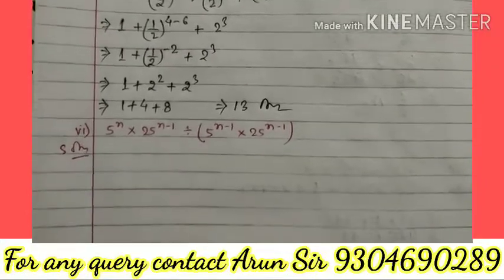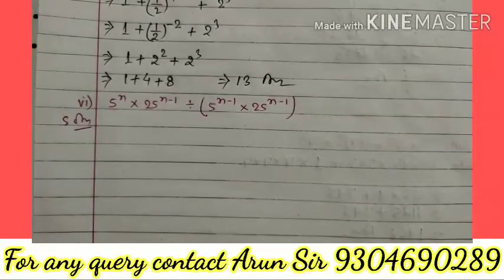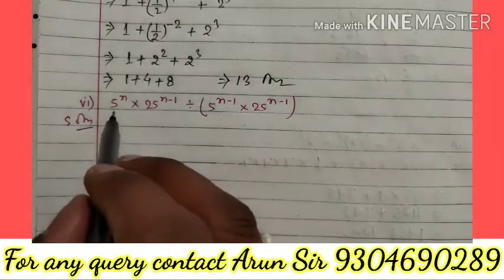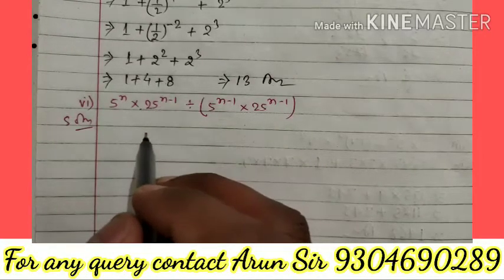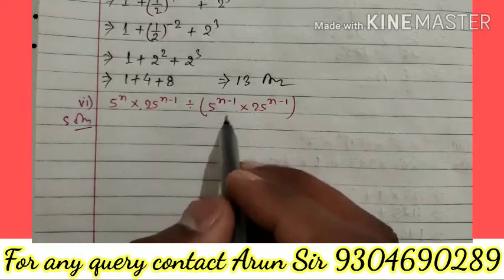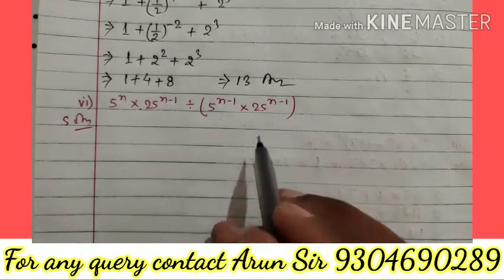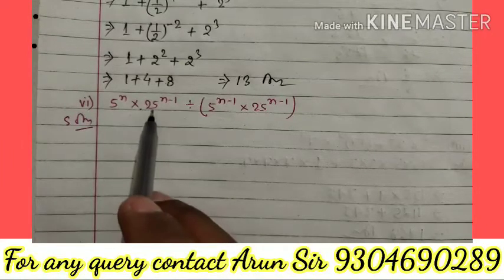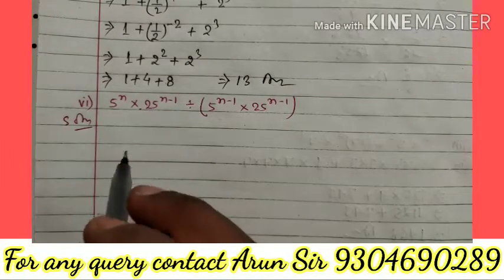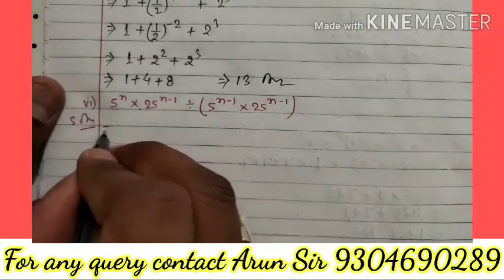Let us see the last question. Question number 6 is 5 to the power n into 25 to the power n minus 1, divided by 5 to the power n minus 1 into 25 to the power n minus 1. Here we have to make this 25 as a power of 5. Let us see how we will make it.